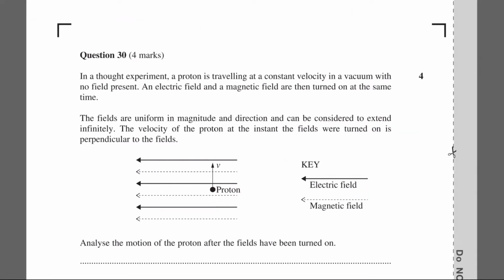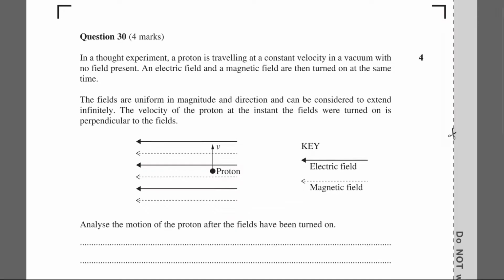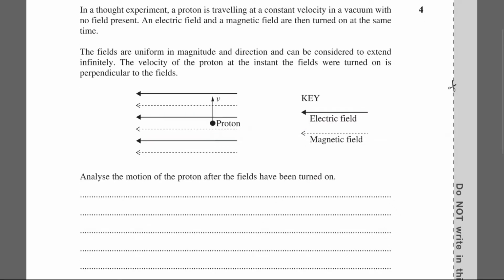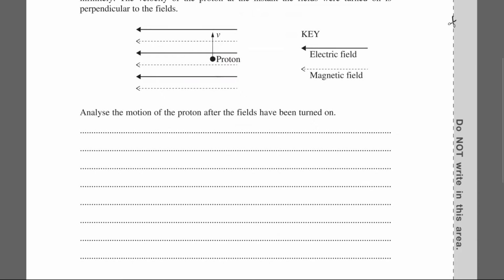Let's have a look at question 30. Okay, so it's a 4-mark question. In a thought experiment, a proton is traveling at a constant velocity in a vacuum with no field present. An electric field and a magnetic field are then turned on at the same time. The fields are uniform in magnitude and direction and can be considered to extend infinitely. The velocity of the proton at the instant the fields were turned on is perpendicular to the fields. So analyze the motion of the proton after the fields have been turned on.